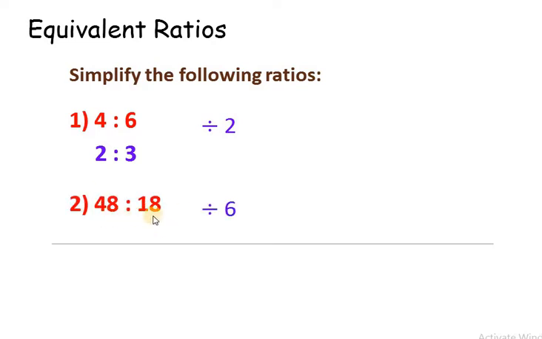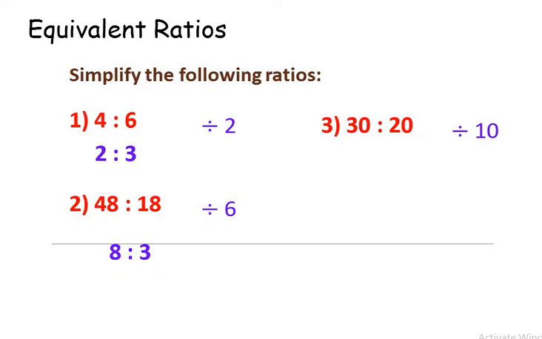Okay, 48 to 18. Here 8 and 8, this is even number. It can be divided by 2, and here it can be divided by 6, because 48 and 18 are in the table of 6, so it will be easy to divide it by 6. 48 divided by 6 equals 8, and 18 divided by 6 equals 3. So the end result, or the simplified ratio here, is 8 to 3.